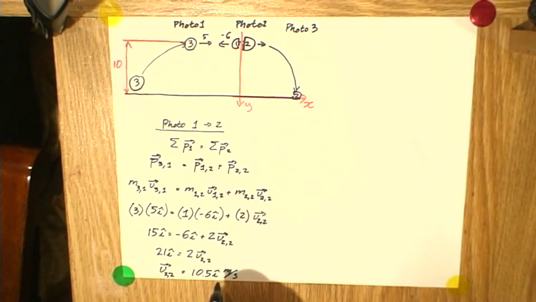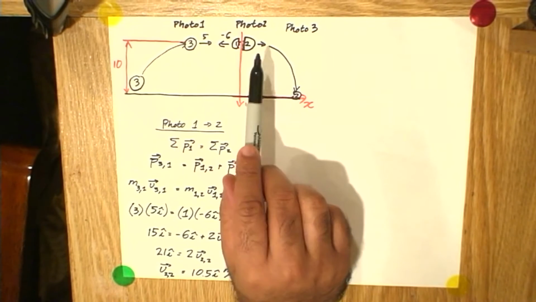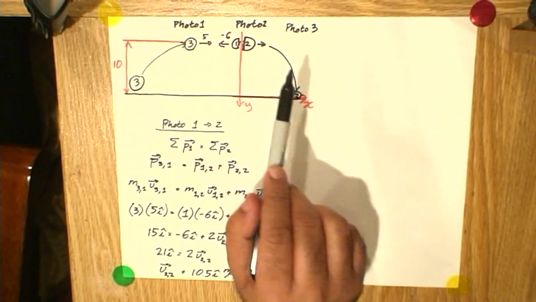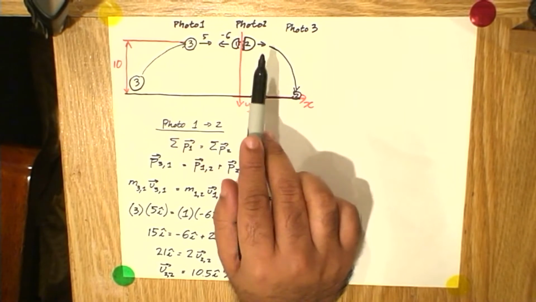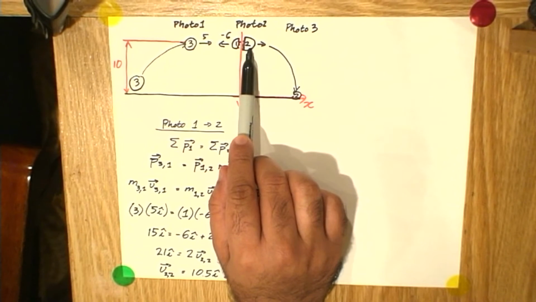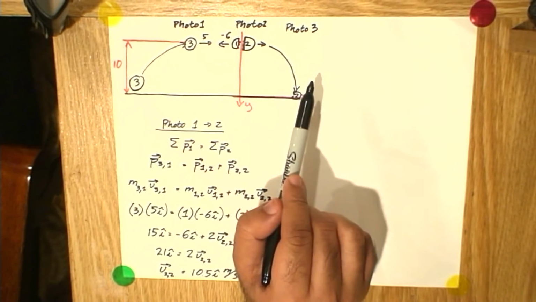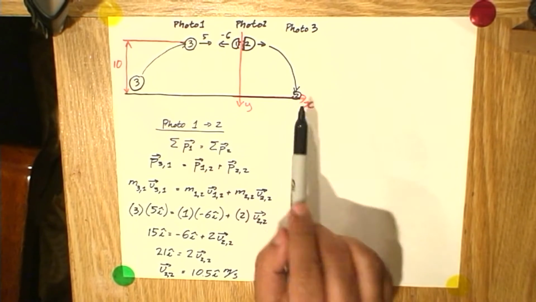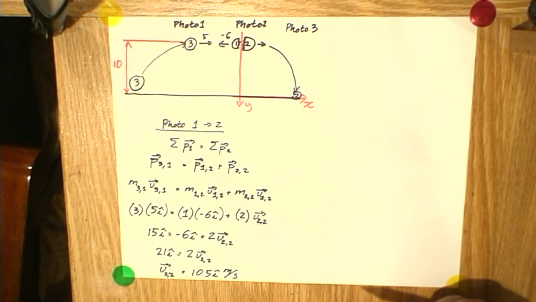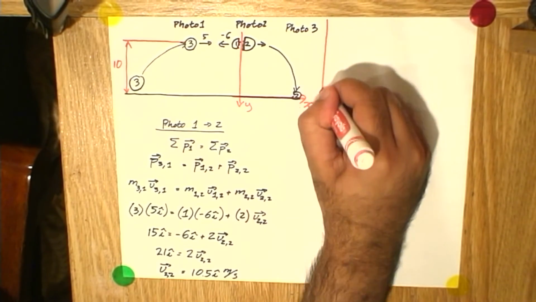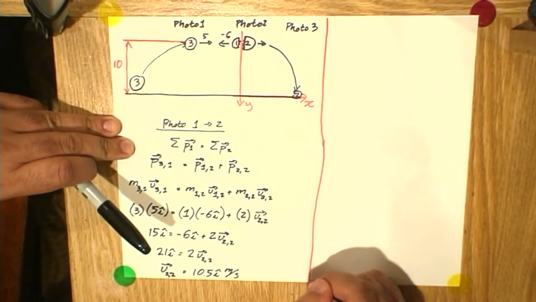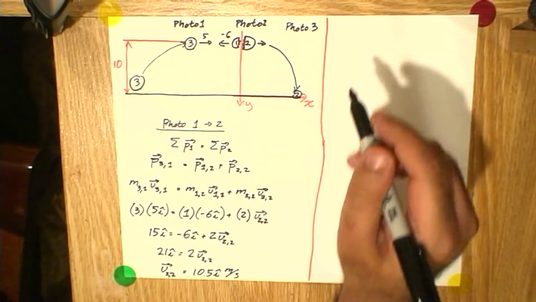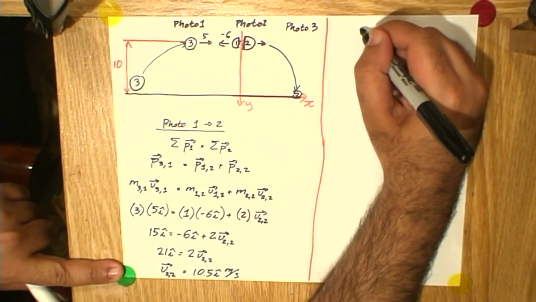So this is now the velocity of fragment 2 immediately after the explosion took place. Now let's use that information as part of a kinematics puzzle to figure out where this object is going to land. I'm going to draw a dividing line over here, and we're going to look at the kinematics aspect over here.